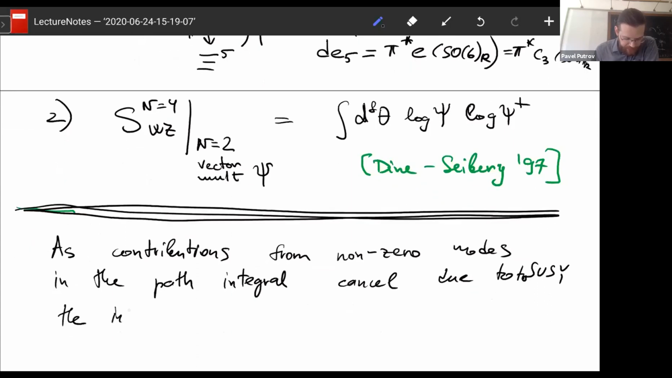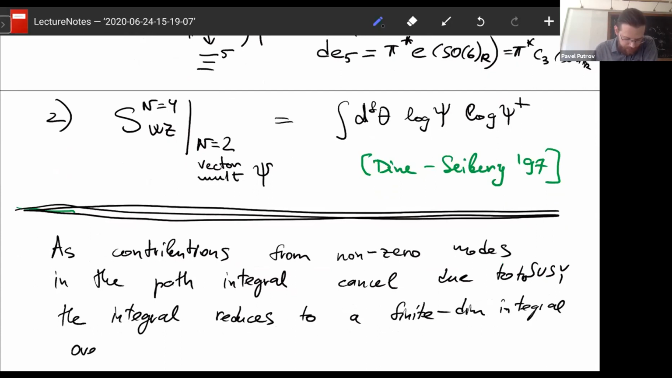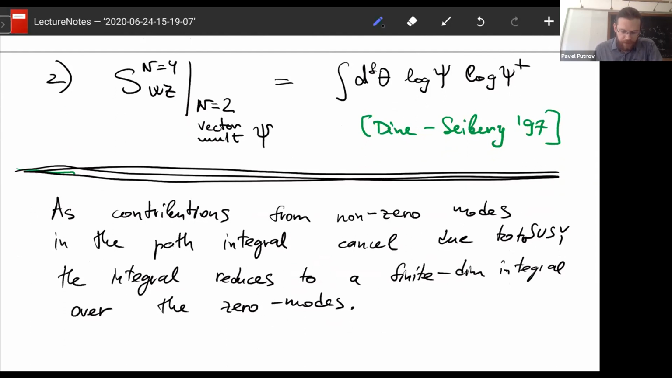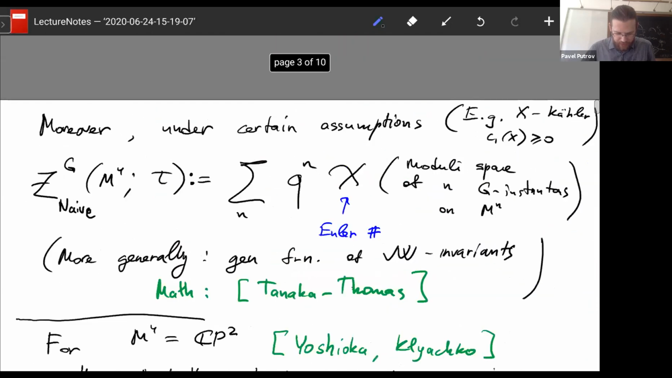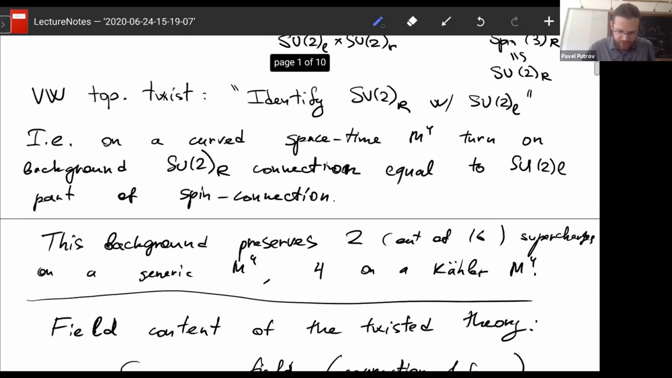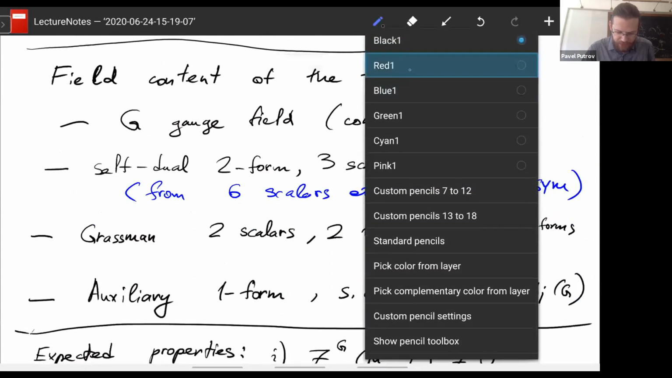So I'm going to reduce the integral to a finite dimensional integral over the zero modes. Okay, so what are the zero modes on CP2? Now we're just considering U1 gauge theories. So let me come back to the field content and do this counting, which is really easy to do.